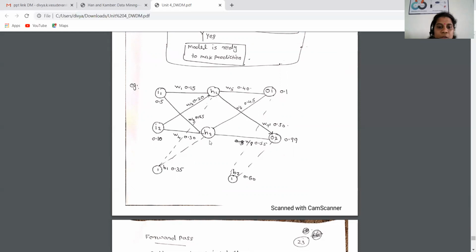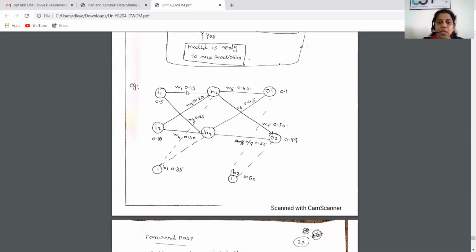Now apart from this, we are assigning biases also. B1 is one bias and B2 is another bias, and always we are taking the bias value as 1. So now input value I1 is 0.5, I2 is 0.10. H1, the value of the H1 node, we need to calculate, and H2, the hidden layer value, we also need to calculate. Now O1, output 1 is 0.1 and output 2 is 0.99.